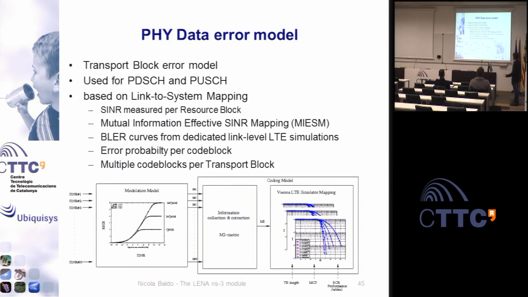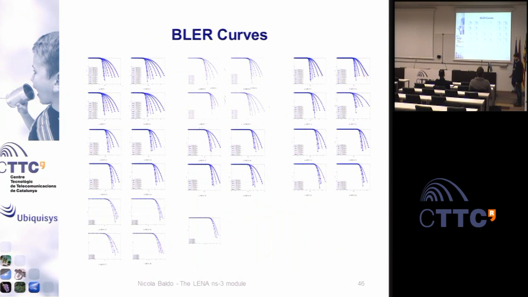And from a practical point of view, this model has been done by taking an existing open source link level simulator. It was a simulator implemented in MATLAB that implements all the signal processing of LTE, and we ran a lot of these simulations, and we got some error curves, so block error rate curves, that are then implemented into our ns-3 LTE model to evaluate the correctness or not of one transport block.